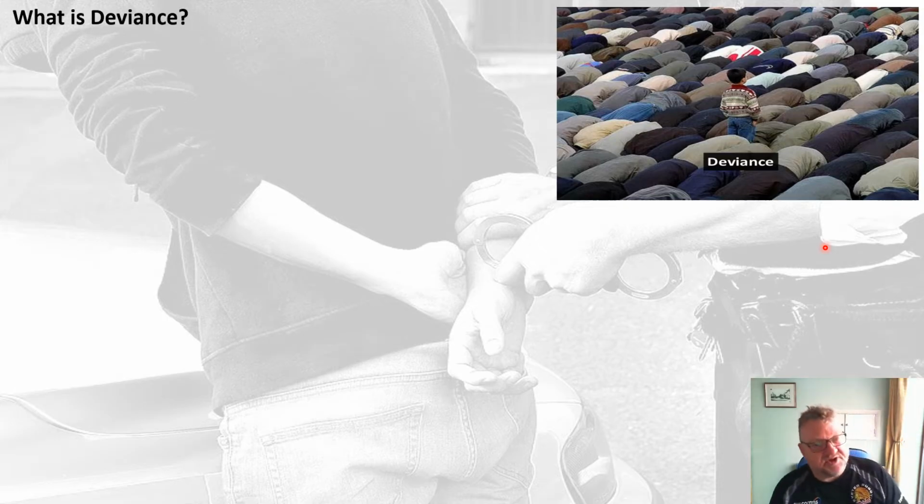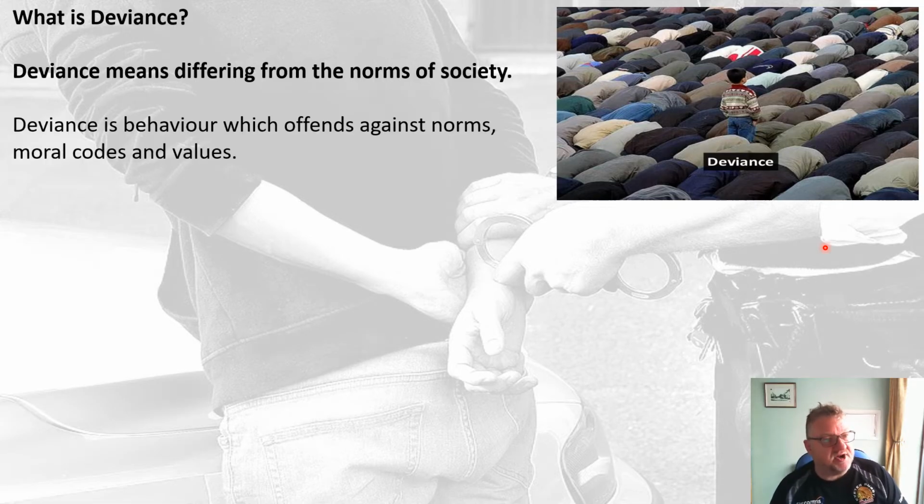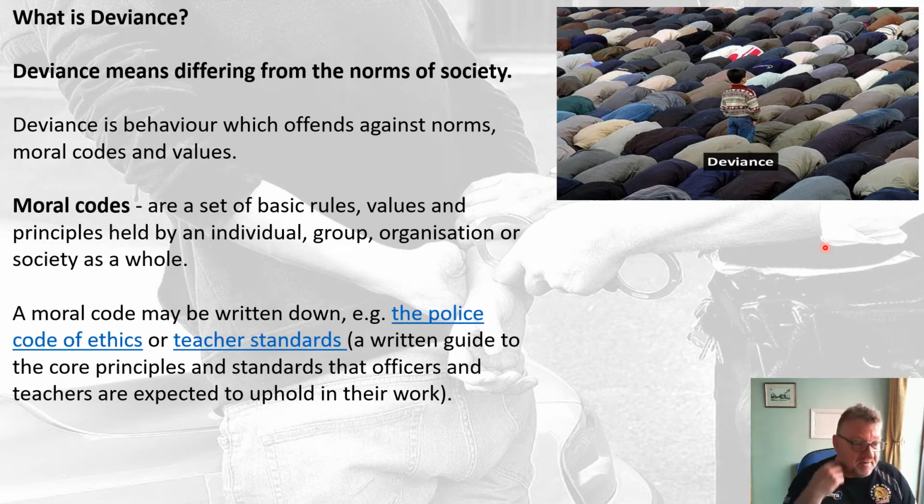So let's explore deviance in more detail. So we know it's differing from the norms of society. It's offending against norms, offending against moral codes and values held by the society in which the deviance occurs. Now, your moral codes are your basic set of rules, values and principles that are held by an individual, a group, an organisation, or indeed society as a whole. So they could be written down, they could be the law.